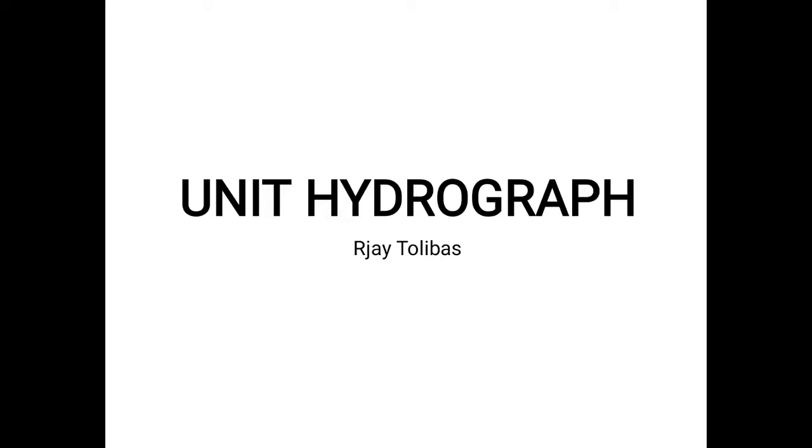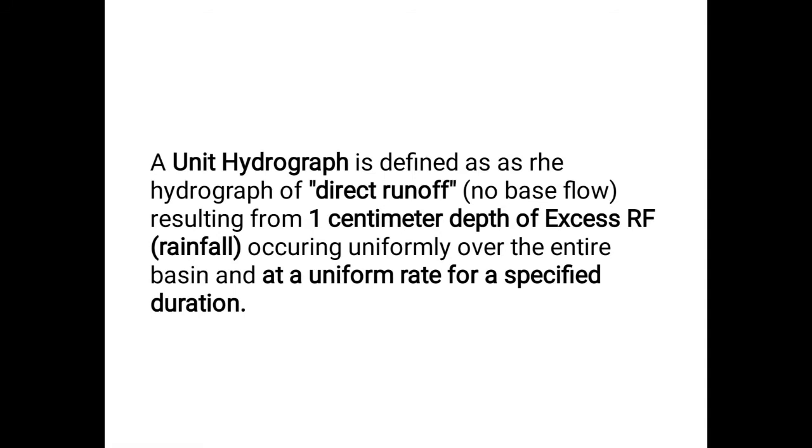Hello everyone, the next topic is all about unit hydrograph. Unit hydrograph is defined as the hydrograph of direct runoff. In a direct runoff, there is no base flow. It is a combination of overland flow, which is found on the surface of the ground, interflow just below the surface of the ground, and channel storage, resulting from 1 centimeter depth of excess rainfall.